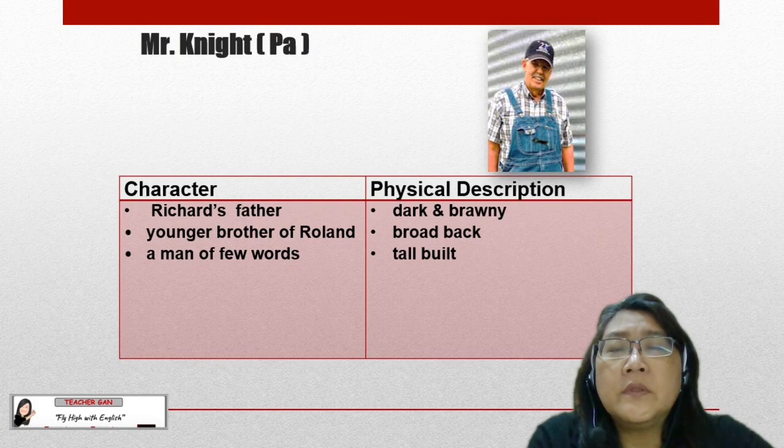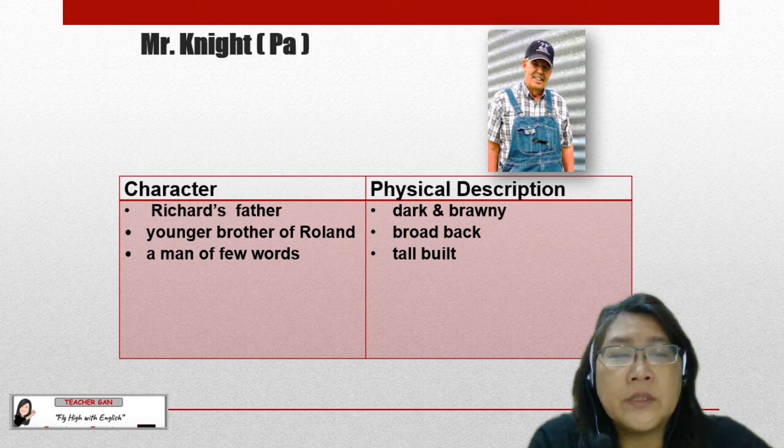In the novel Dear Mr. Kilmer, another character is Mr. Knight, or Pa. Pa is Richard's father. He is also the younger brother of Roland, and he is a man of few words. Physical description: he is dark and brawny, he has a broad back, and he is tall built.